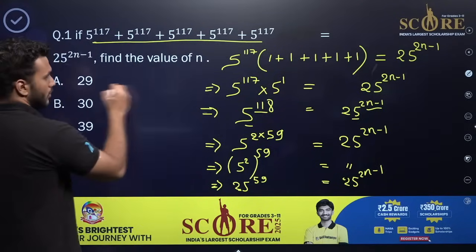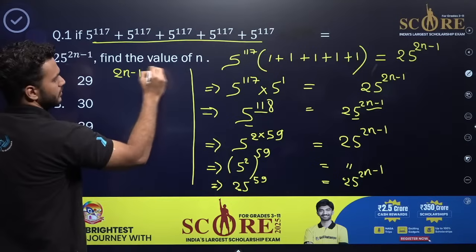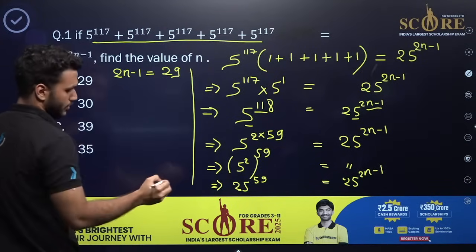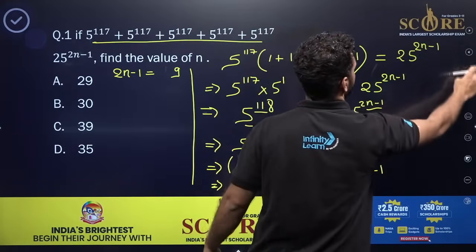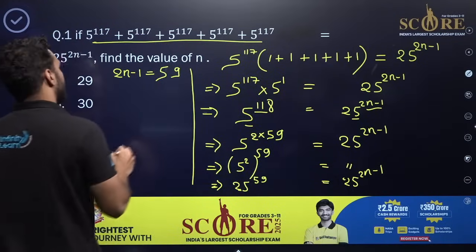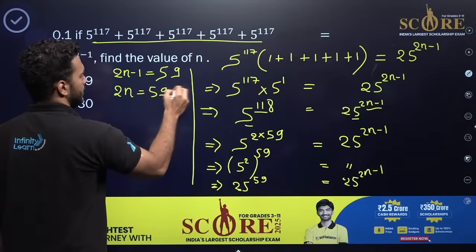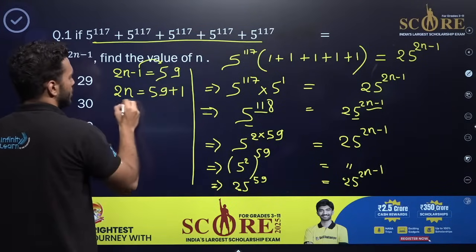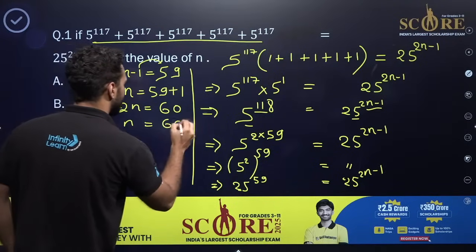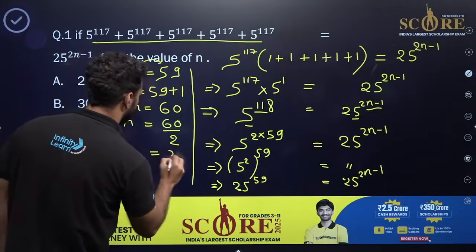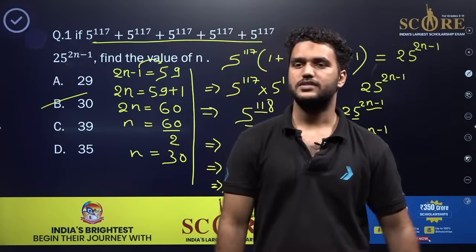It means we are getting 2n minus 1 is equal to 59. Okay, now solve this. 2n is equal to 59 plus 1, I transfer this one here. 2n is equal to 60. What will be the value of n? Sir, 60 upon 2. n is equal to 30. The answer is B. Is it clear, guys?